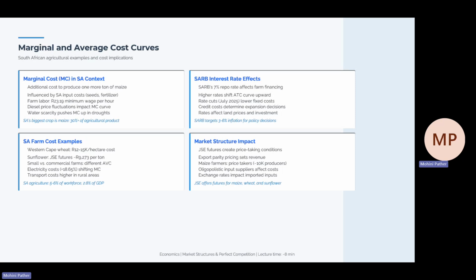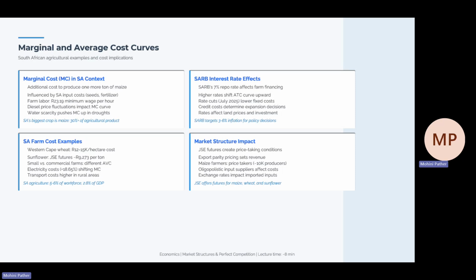Now, the market structure impact. The JSE futures has created price-taking conditions. There is export parity in pricing that sets the revenue. Everybody is exporting at the same price levels so that there is no competitive advantage given to any specific farm. Most farmers are price takers because there are over 10,000 producers.